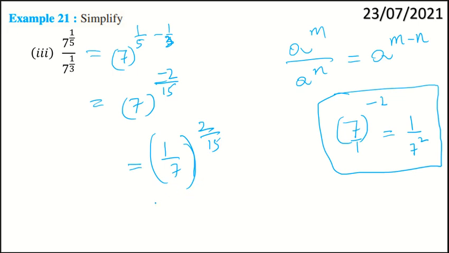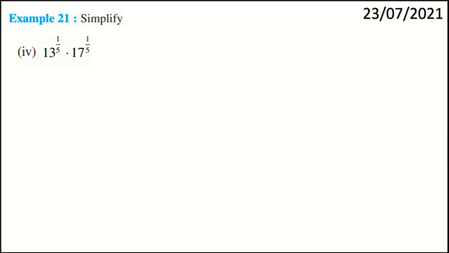Now, moving on to the fourth question from example number 21. Here we have 17 raised to the power 1 by 5 and 13 raised to the power 1 by 5. Powers are same. So, a to the power m multiplied by b to the power m gives a into b whole to the power m. When two exponential numbers with the same powers and different bases are multiplied, then the bases are multiplied and raised to that same power.